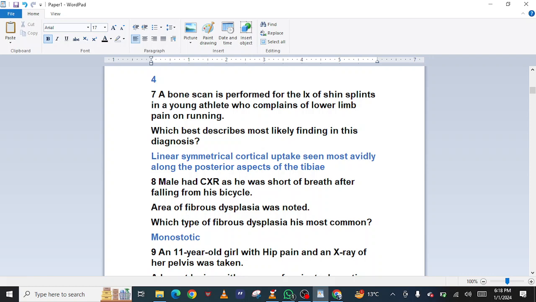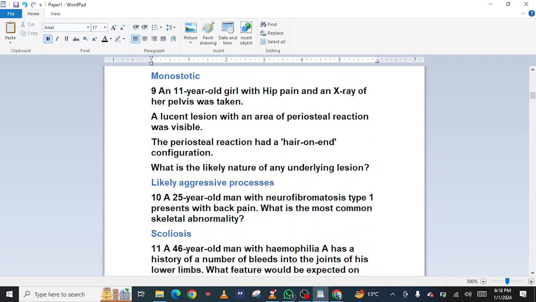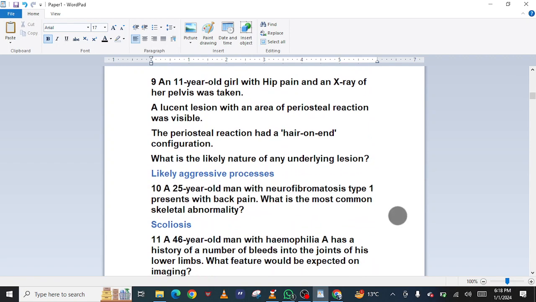8. Male had CXR as he was short of breath after falling from his bicycle. Area of fibrous dysplasia was noted. Which type of fibrous dysplasia is most common? Monostotic.